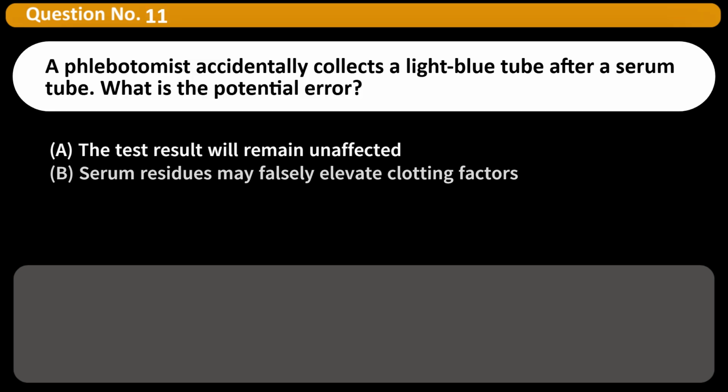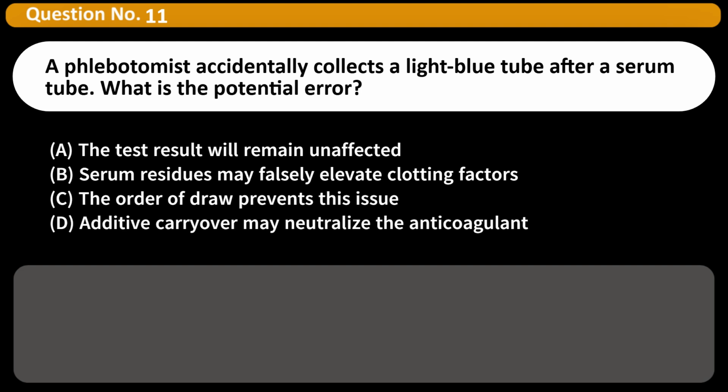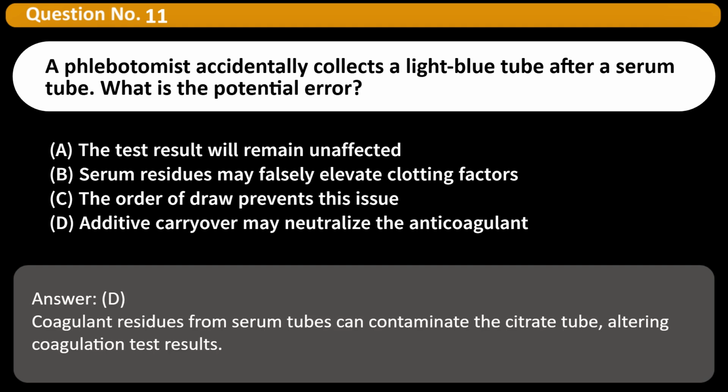A phlebotomist accidentally collects a light blue tube after a serum tube. What is the potential error? A. The test result will remain unaffected. B. Serum residues may falsely elevate clotting factors. C. The order of draw prevents this issue. D. Additive carryover may neutralize the anticoagulant. Answer D. Coagulant residues from serum tubes can contaminate the citrate tube, altering coagulation test results.